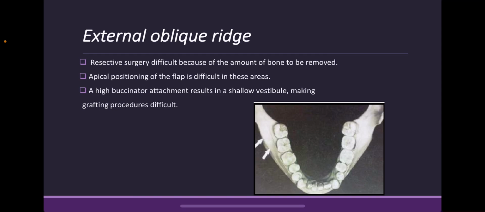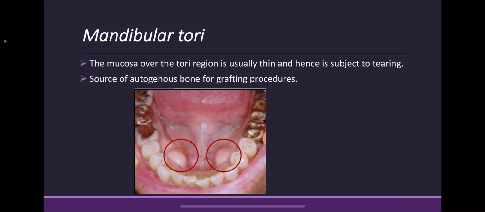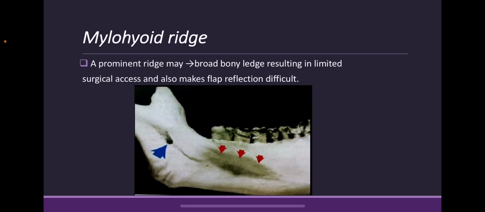External oblique ridge: resective surgery is difficult because of the amount of bone to be removed. Apical positioning of the flap is difficult in these areas. A high buccinator attachment results in a shallow vestibule, making grafting procedures difficult. Mandibular tori: the mucosa over the tori region is usually thin and hence is subject to tearing. They are a source of autogenous bone for grafting procedures.